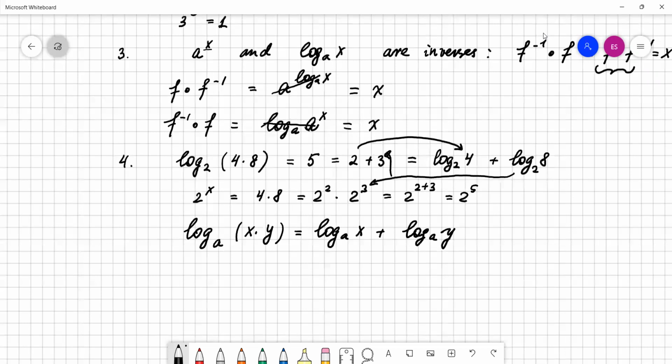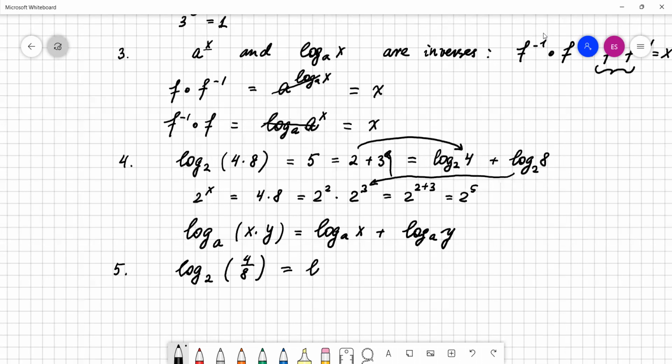What is going to happen if instead of a product, you have a ratio? For example, I'm going to set it as rule number 5, and you have a logarithm with base 2 of 4 over 8.